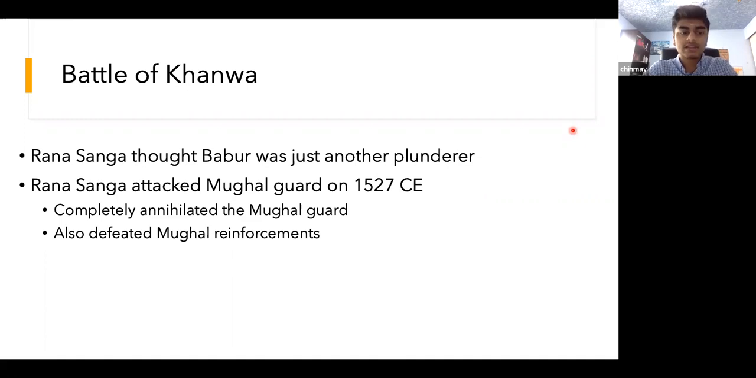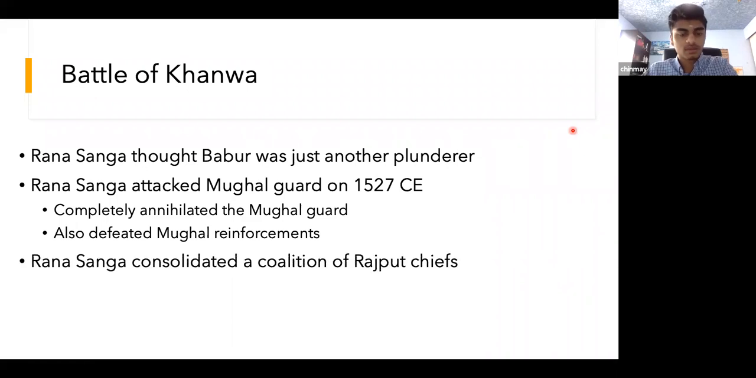So Rana Sanga attacked the Mughal guard in 1527, and he completely annihilated it, and he also defeated the Mughal reinforcements that Babur then sent. When Babur heard that Rana Sanga had wiped out the Mughal guard, he sent more and more reinforcements, but Rana Sanga defeated those as well. This would eventually lead to a full-blown war. This incredible victory of Rana Sanga would mark the beginning of Rajput-Mughal tensions. Then Rana Sanga went on to consolidate the coalition of the Rajput chiefs, and he created a unified Rajput movement against the invading imperial Mughal Empire.